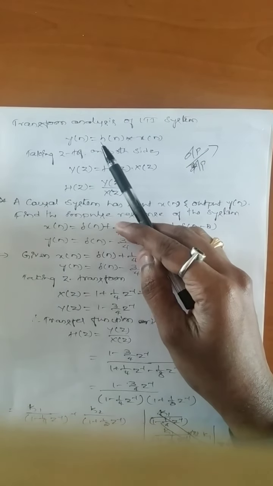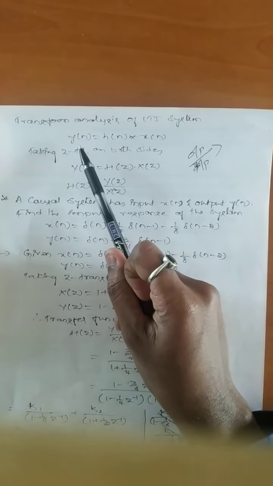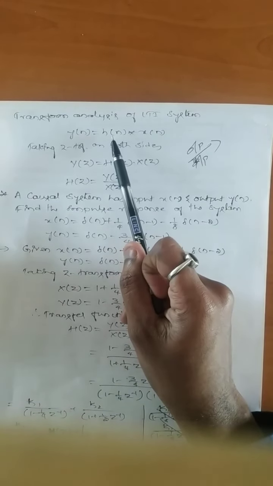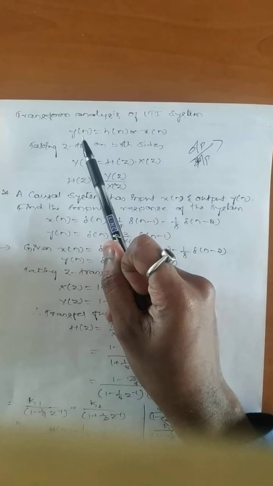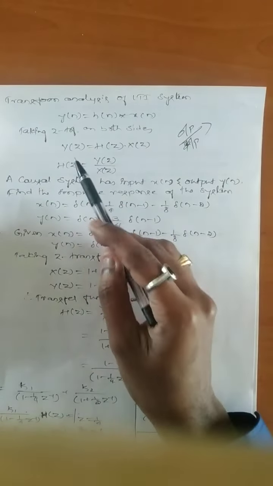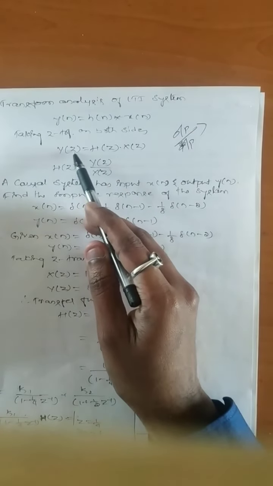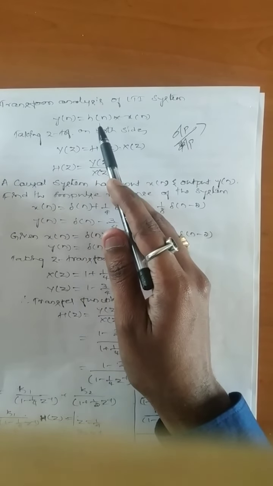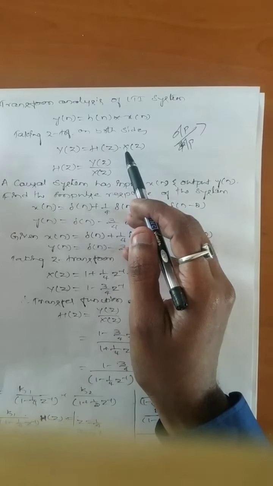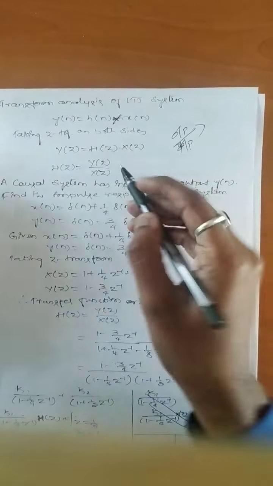We have an equation related to a linear time invariant system, that is y of n is equal to h of n convolved with x of n. h of n is the impulse response, x of n is the input, and y of n is the output. Taking a z transform on both sides, small y of n will become capital Y of z, small h of n will become capital H of z, and x of n will become X of z, and the convolution will be replaced by a dot.